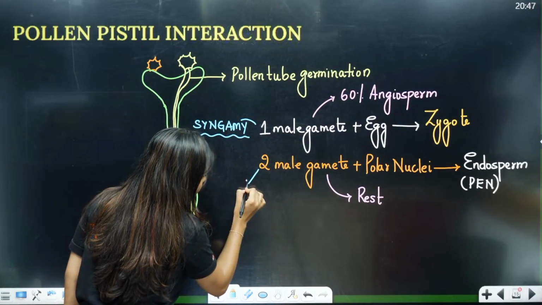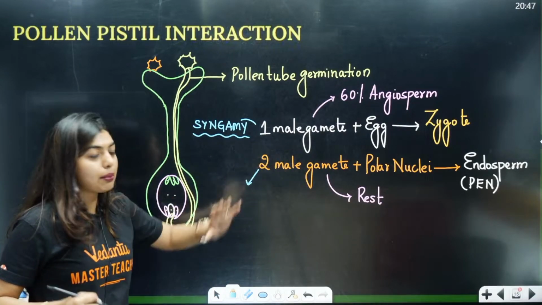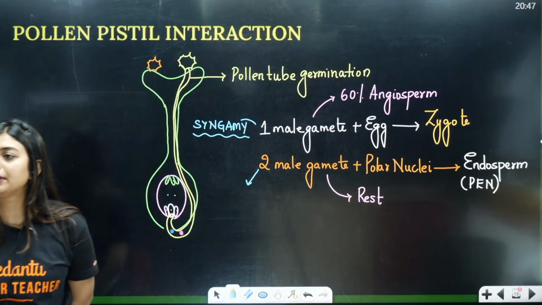This one, where the second male gamete is going to fuse with the polar nuclei. Here, what is going to happen? You look at the number and tell me, how is the fusion going to happen?